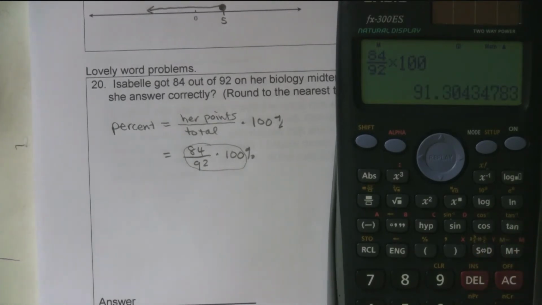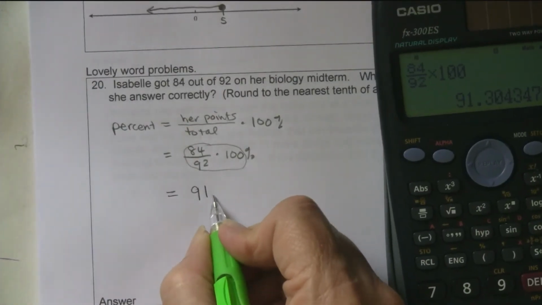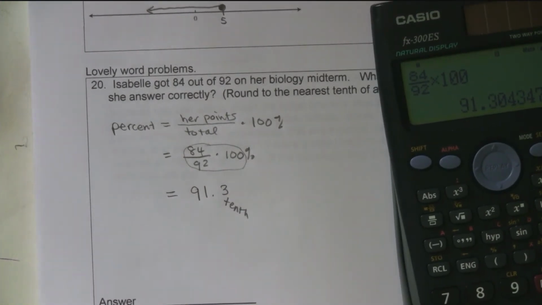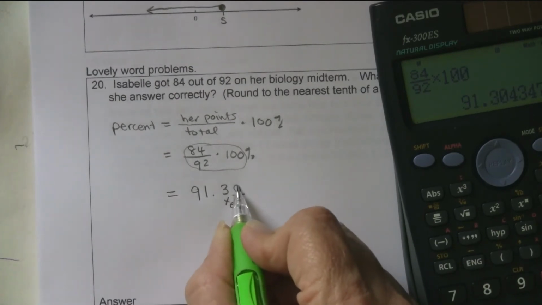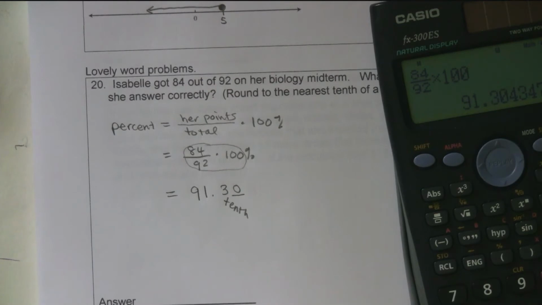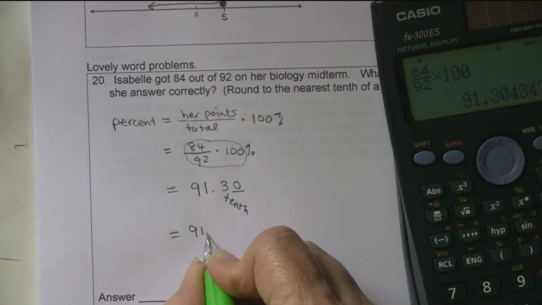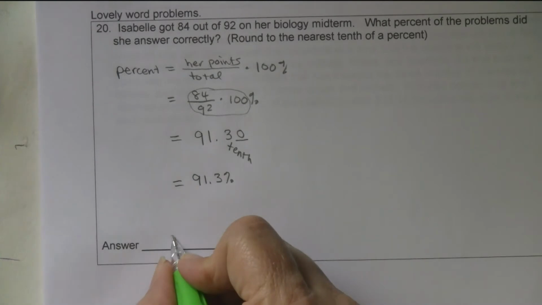So 91.30, and it said tenth. So I have to know my place value. 91.3, that's the tenth. I don't want anything after that spot. So I either want to leave that a 3 or bump it up to a 4. And what determines what I do is the next digit. Because it's under 5, it's 0, I would truncate, I leave it. And so it's 91.3% is what Isabel got on her biology midterm.